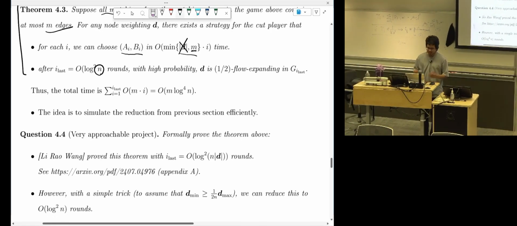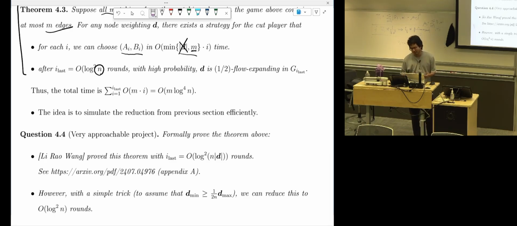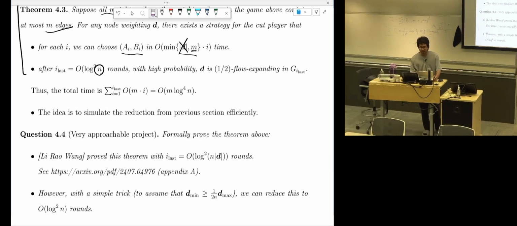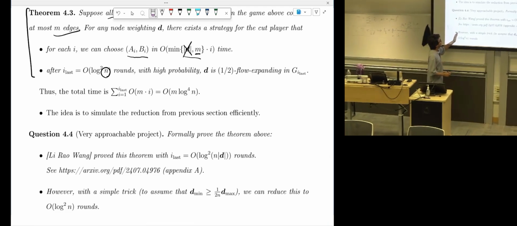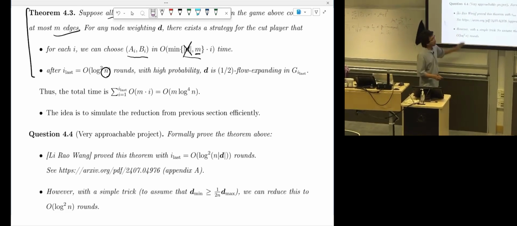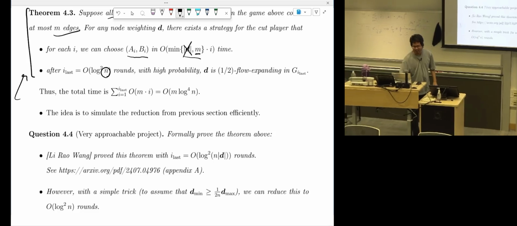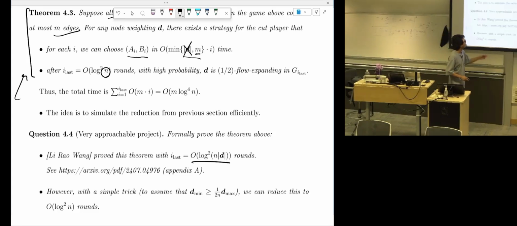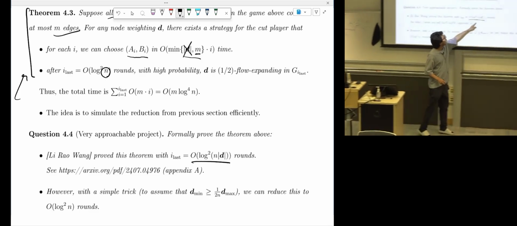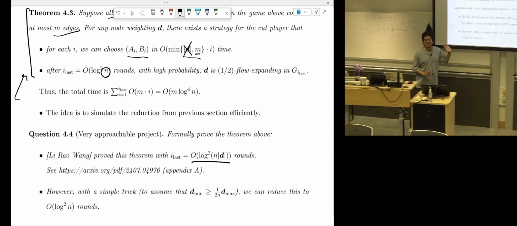How exactly, we can chat about it, but if you want to write this up, you can. You can think about how to make this work. If anyone is interested in this project, you're going to see how to prove this formally with this factor, and then we can discuss how to improve this factor to just log square N.